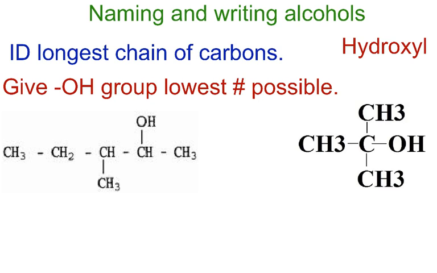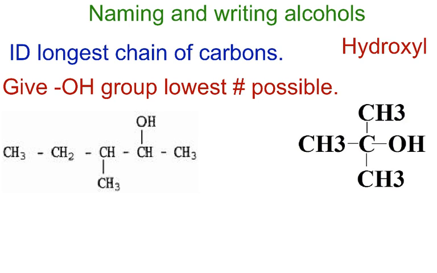As always, we're gonna find the longest chain of continuous carbons. That will be our parent, and we recognize alcohols by them having an OH group. An OH group with just carbon gives us alcohols. OH with metals give us bases. So we have to know the difference.